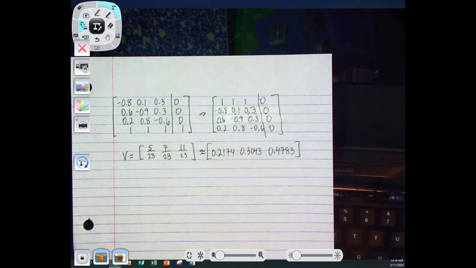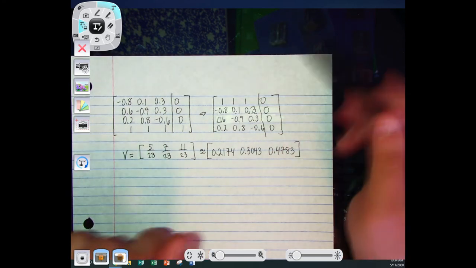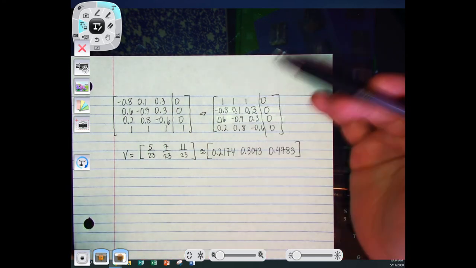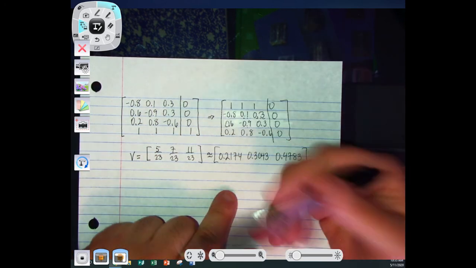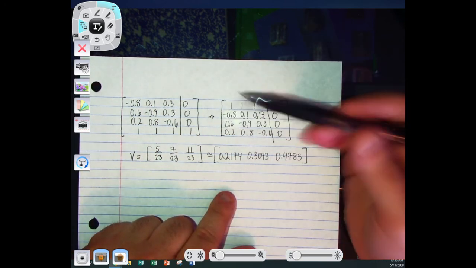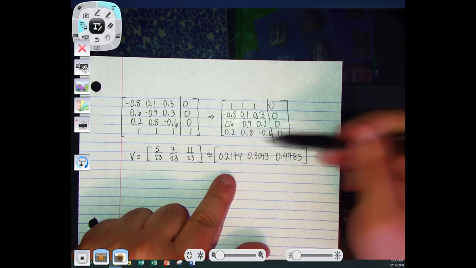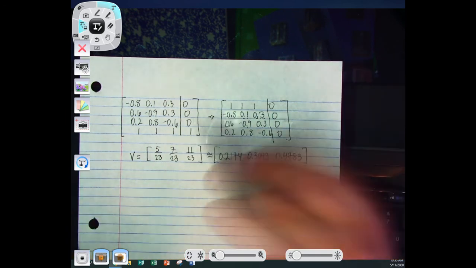So what does that tell us? Well, that tells us that as we transition through n repetitions of this experiment, we will reach equilibrium at this point. Once we get to here, we're done. It's at equilibrium.